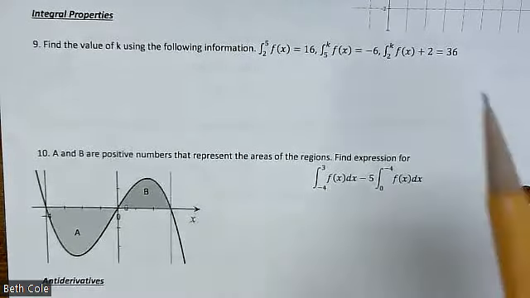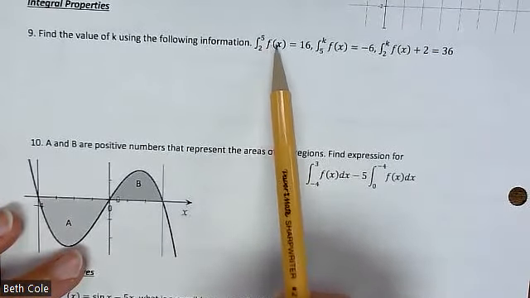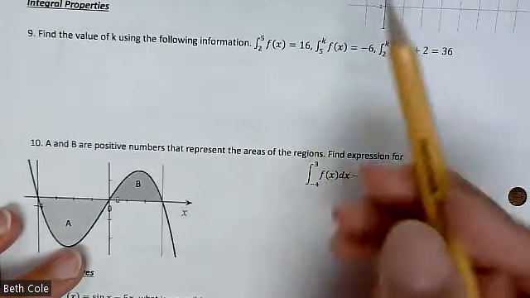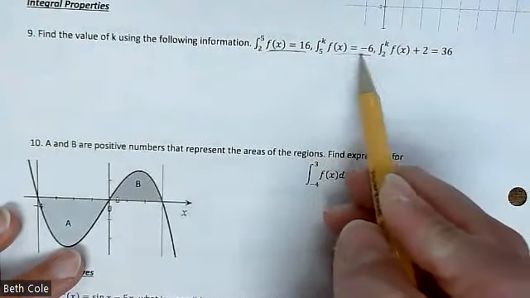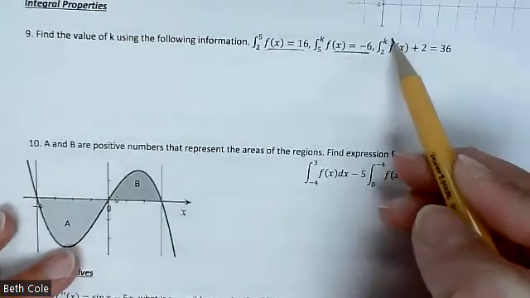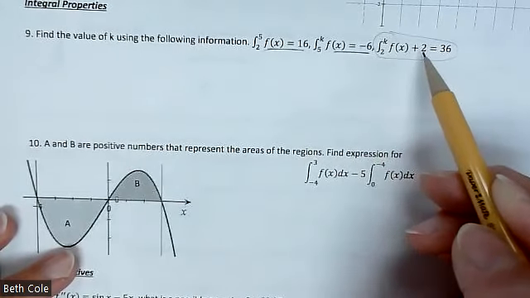Okay, so for this one, you're given a few pieces of information. You have the integral from 2 to 5 of your function is 16. The integral from 5 to k is -6. So these are two things that are just given to you. I'm going to bypass those real quick. They're just values we were given. And then we're told the integral from 2 to k of f of x plus 2 equals 36.